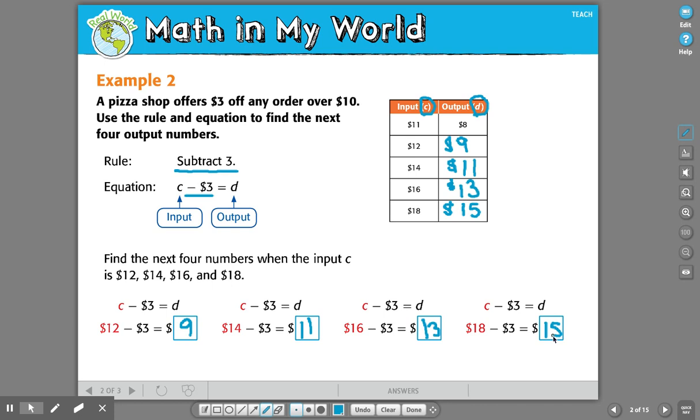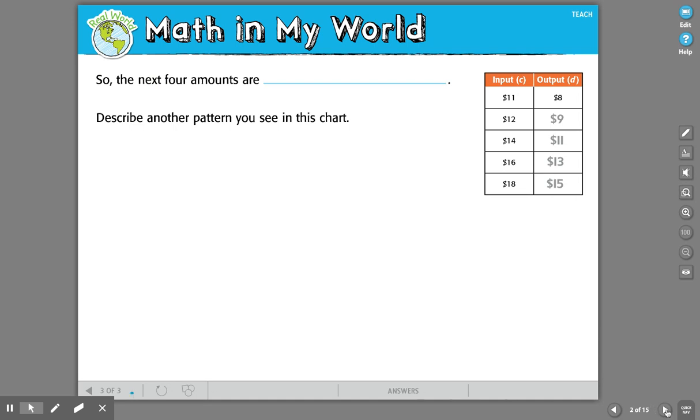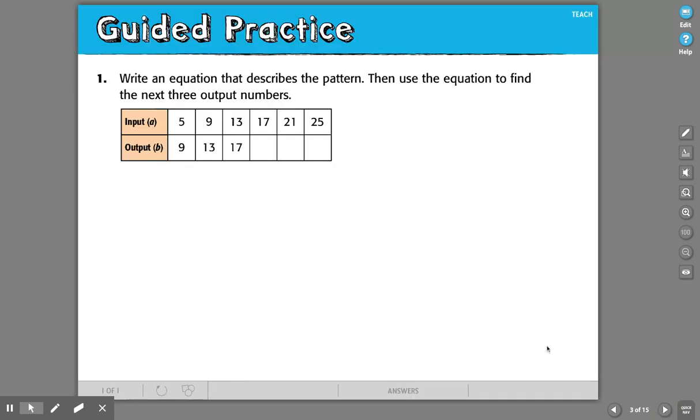So the big thing today is the equation. We know how to put something in. We know how to do a rule to it, and we know how to get another number out. But today we're going to really be working on writing that equation of what does that number sentence look like. All right. Let's look at our next slide. We're in the guided practice on the bottom of page 440.